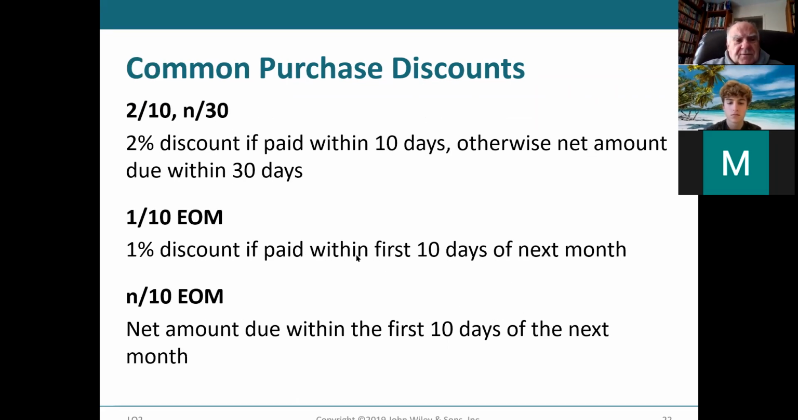They're explaining it again: 2% discount if paid within 10 days, otherwise the net amount is due within 30. You could have 1/10 end of month, net 10 end of month, so all kinds of different ones. 2/10, net 30 and 1/10, net 30 are the most prominent.